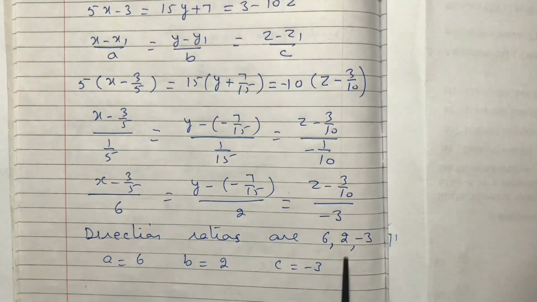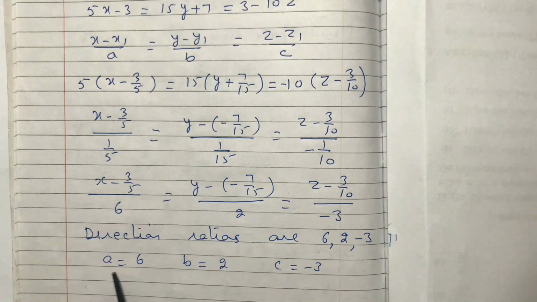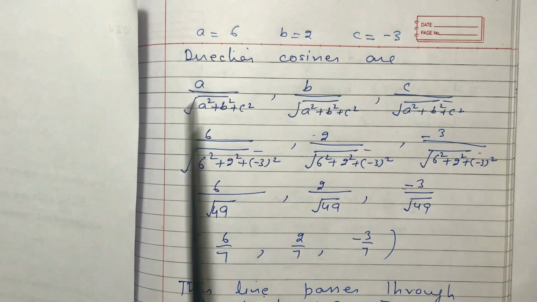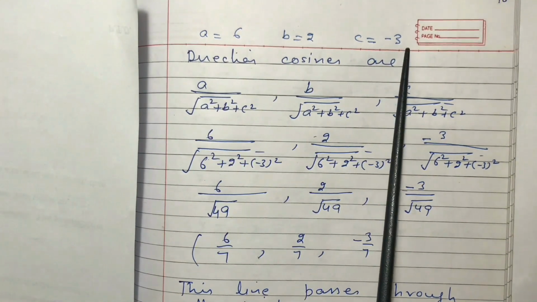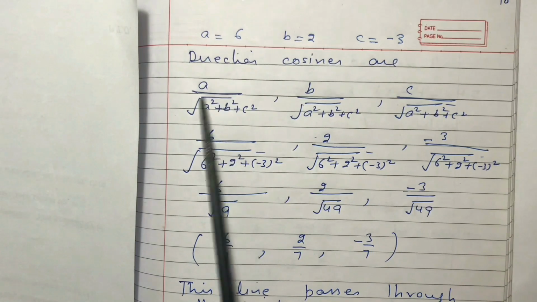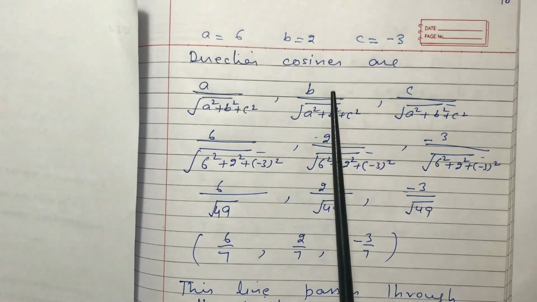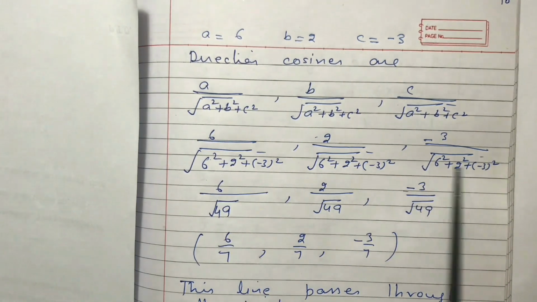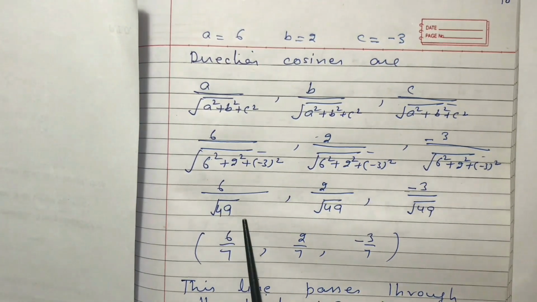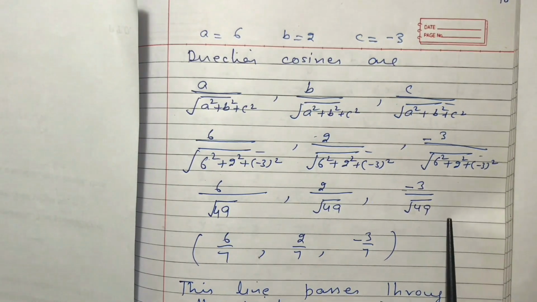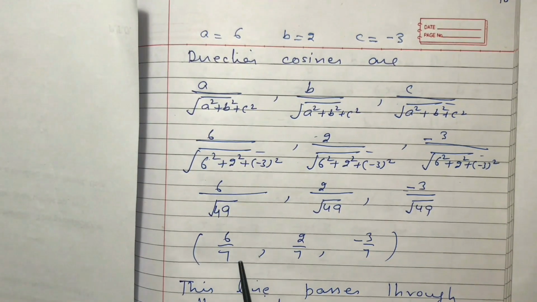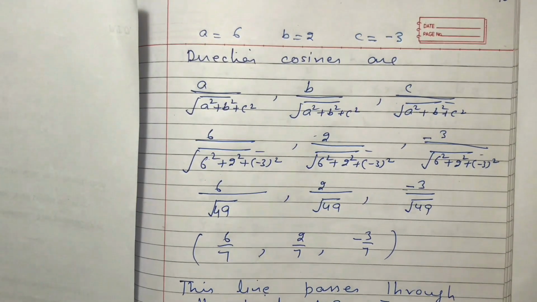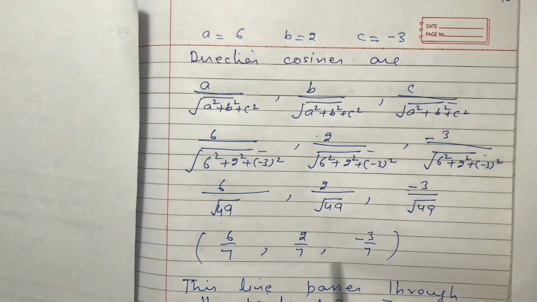So direction ratios are 6, 2 and minus 3. So here A is 6, B is 2 and C is minus 3. So direction cosines are A upon root of A square plus B square plus C square, B upon this and C upon this. Just substitute the values, you will get 6 upon root 49, 2 upon root 49, minus 3 upon root 49. So direction cosines are 6 by 7, 2 by 7, minus 3 by 7. And this line passes through this point, and it has direction cosines, this.